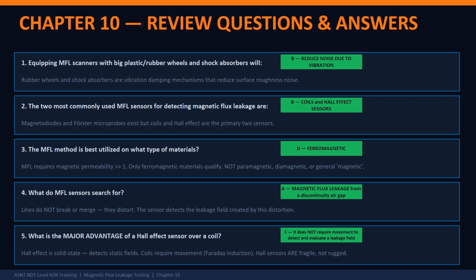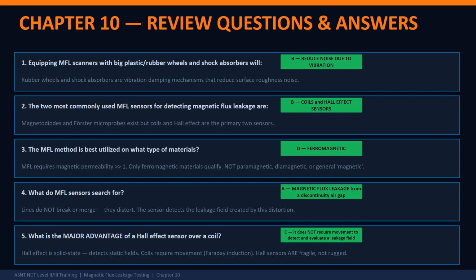Review Question 4. What do sensors detect? Answer: magnetic flux leakage. Not broken flux lines. Not merged lines. Leakage caused by distortion. Review Question 5. Major Hall effect advantage? Answer: no movement required. This question appears repeatedly in certification exams.